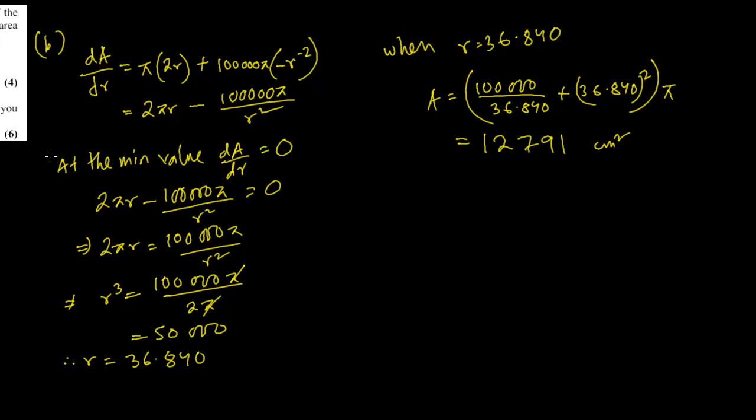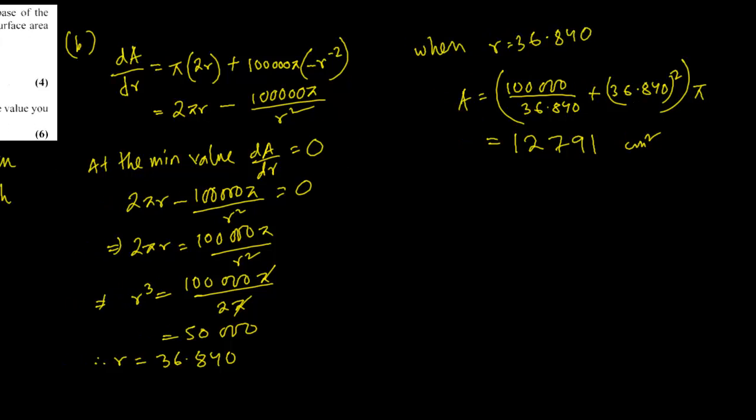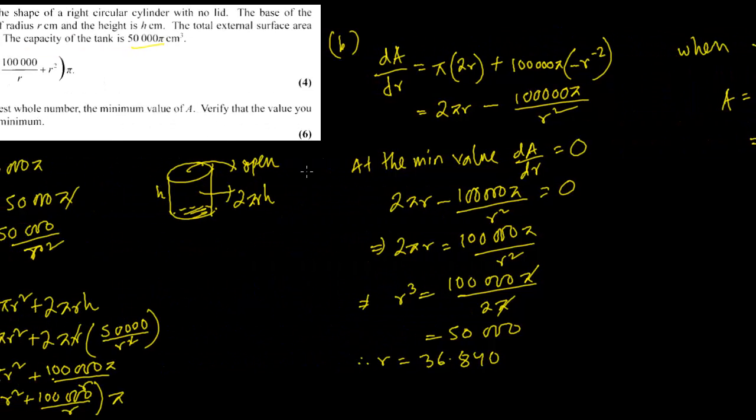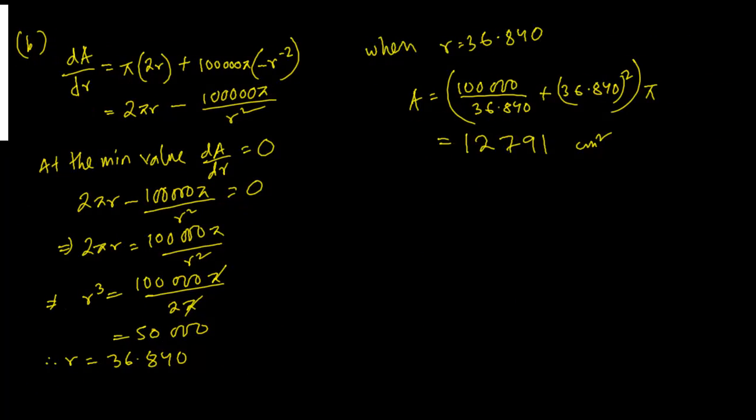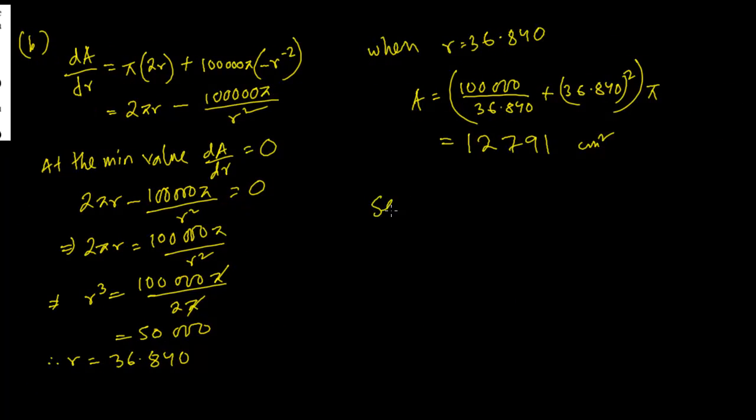Okay, now we have to verify. So to verify, they ask us to verify that the value is indeed minimum. So for that, we have to use the second derivative. So we write second derivative.